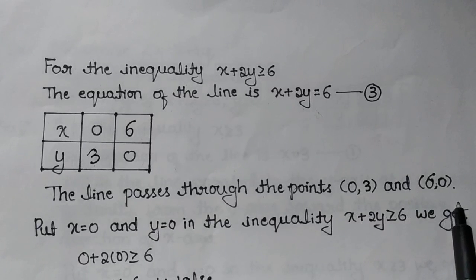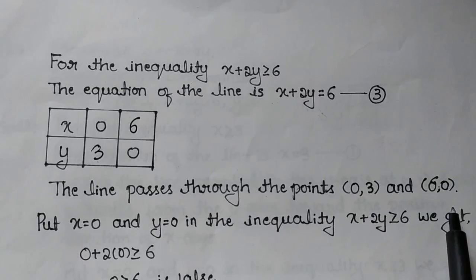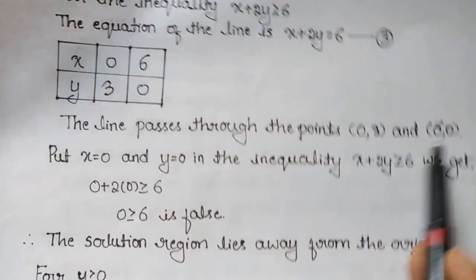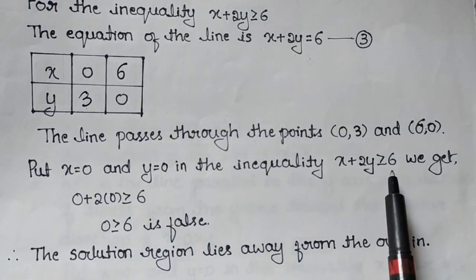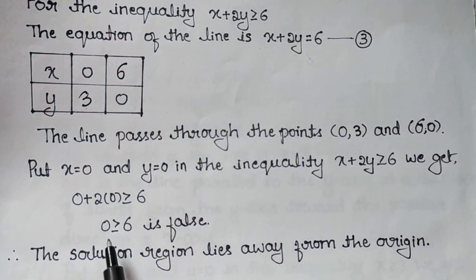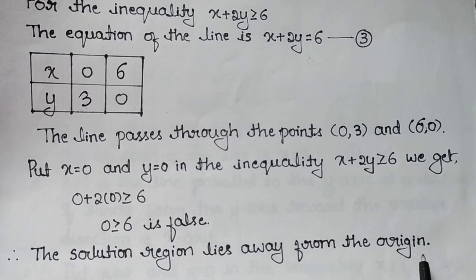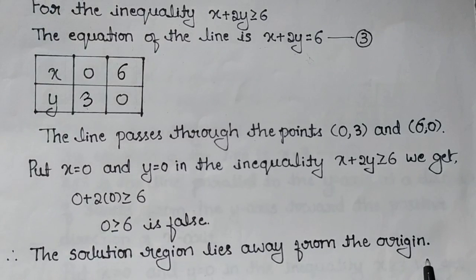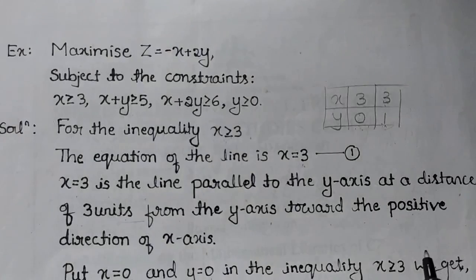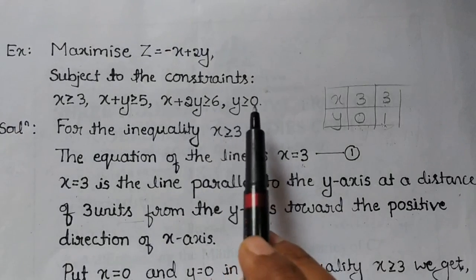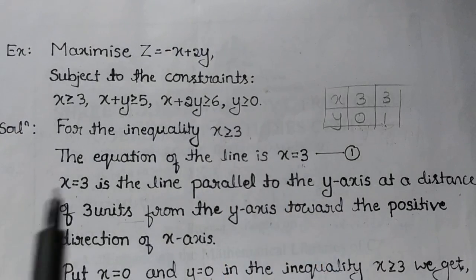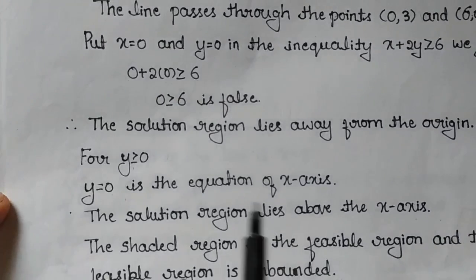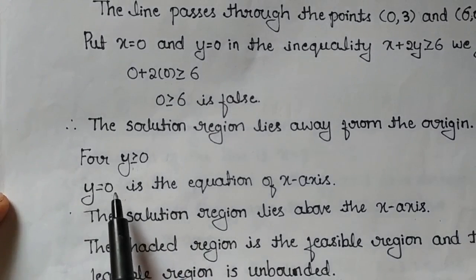Now the second step is to find the solution region. Substitute the origin in the inequality. We get 0 greater than or equal to 6, which is also false. Therefore, the solution region lies away from the origin. And the last inequality is y greater than or equal to 0. For this, the equation will be y is equal to 0.